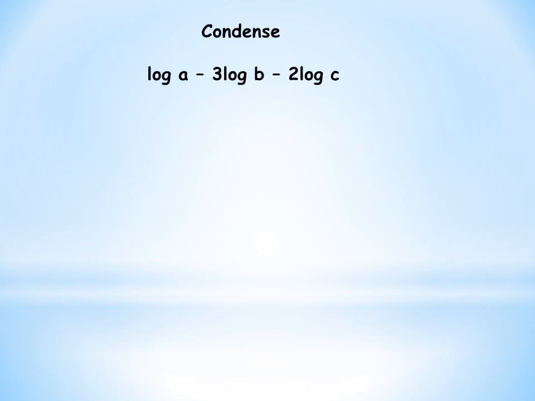If I condense them, anything that's subtraction will end up in my denominator, anything that is positive will end up in my numerator, and all these numbers out front where I'm multiplying will go back as exponents. So the first thing I would do is put my exponents up first. So this 3 goes to b cubed, this 2 becomes c squared. And now I can write the word log once. Positive goes in the numerator, and the two negatives will end up in the denominator.